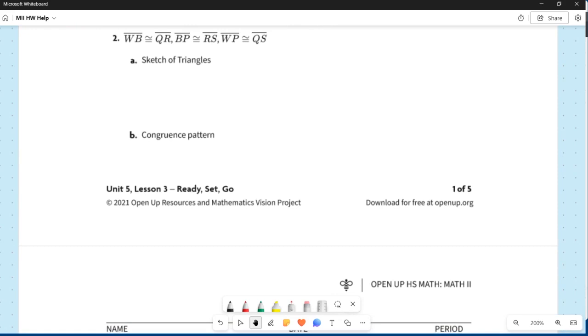Question 2. We're told that side WB corresponds to side QR, side BP corresponds to side RS, and side WP is congruent to QS. Each pair here is congruent, not just corresponding. They also correspond, but specifically they are congruent.